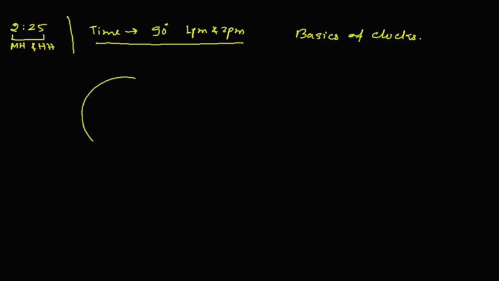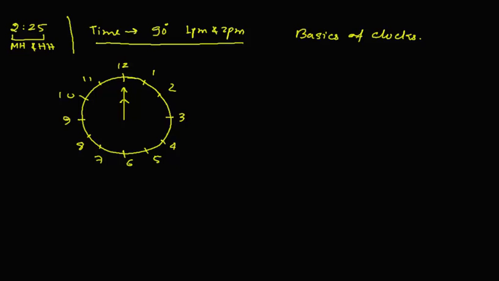The easiest way to understand the clock is that there is a circular race going on between the minute hand and the hour hand. Let me just draw the structure of the clock. So this is 1, this is 2, this is 4, this is 5, this is 7, this is 8, this is 10, and this is 11. So exactly at 12 o'clock you'll find that both the minute hand and hour hand coincide. So there is 0 degree between the minute hand and hour hand.